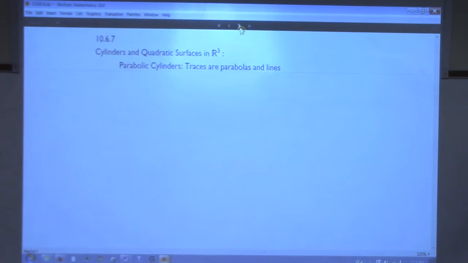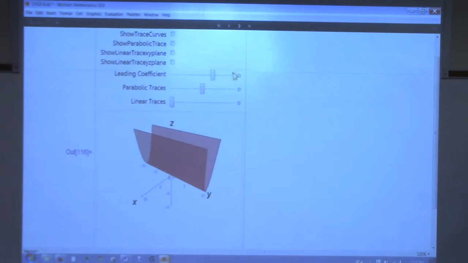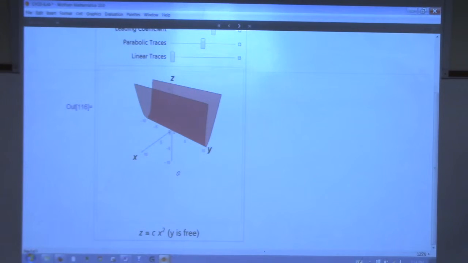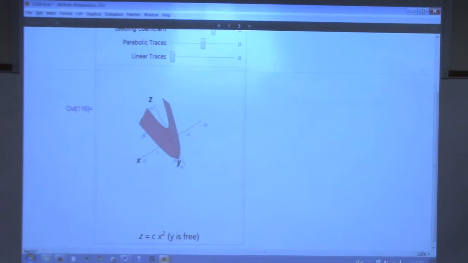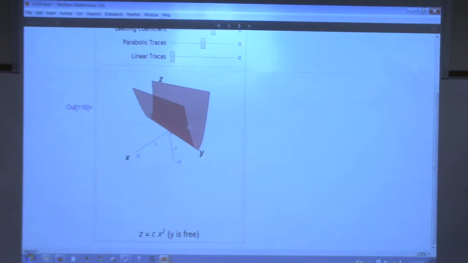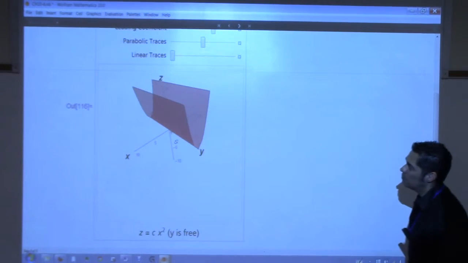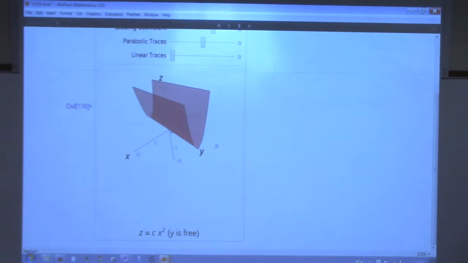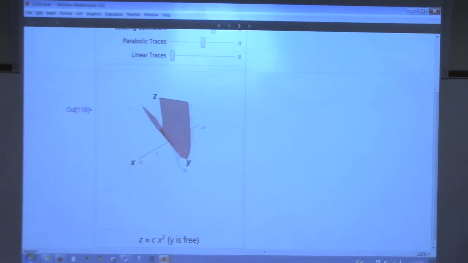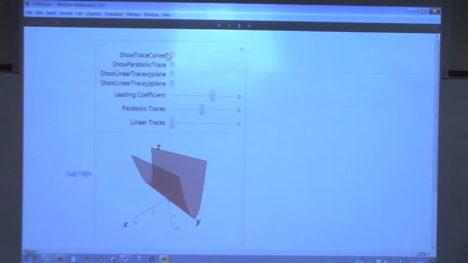Next one, parabolic cylinders. These are cylinders where your traces are parabolas and lines. Here it is. Looks like a sheet of paper that's just been folded. That's all it is. The equation is z equals cx squared. That doesn't look like the right picture. Oh, no, yeah, y is free. So y goes down this way. That's right.